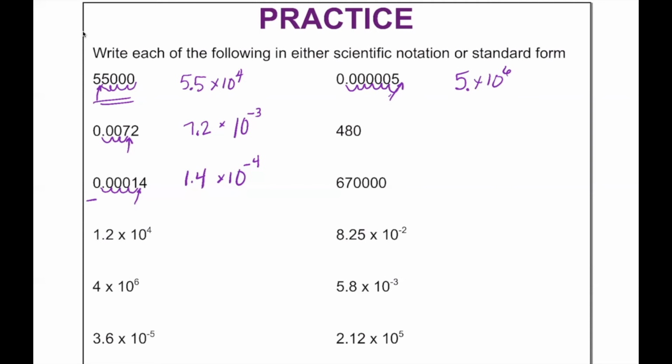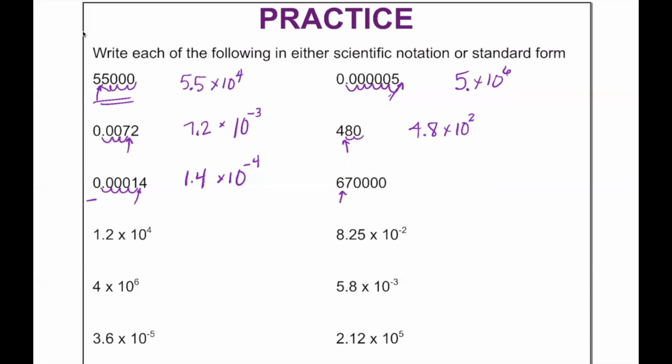480, put that into scientific notation. We want the decimal to go there. And so we move it 1, 2. So this one is 4.8 times 10 to the second. Again, that number's larger than 1. We're going to have a positive exponent on that scientific notation.